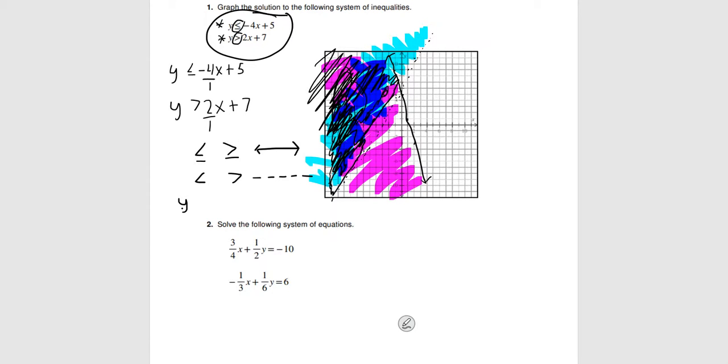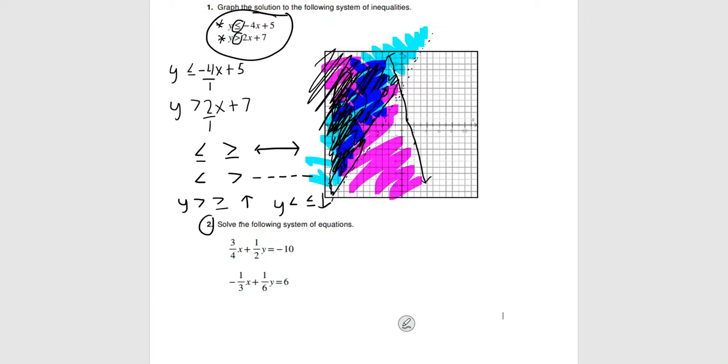And then remember, if your y is greater than or equal to, you're going to shade above the line. And if your y is less than or equal to, you are going to shade below the line. Okay, the next one, solve the following system of equations.